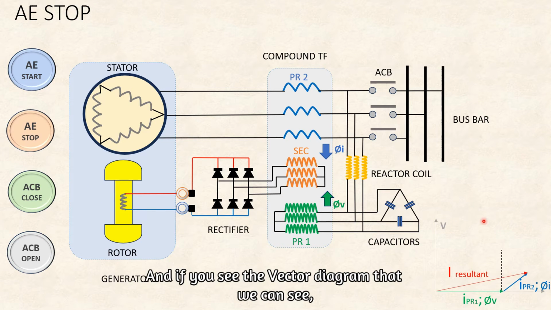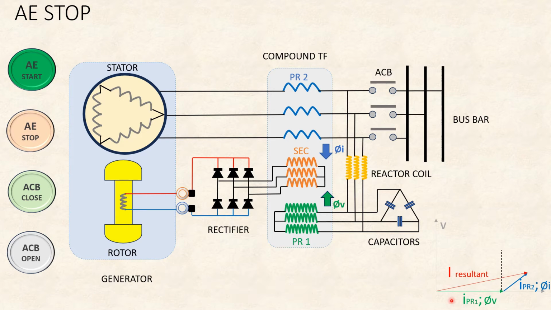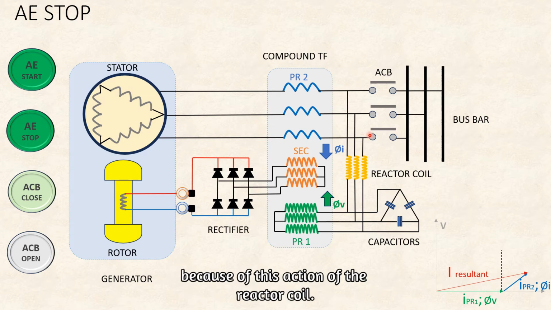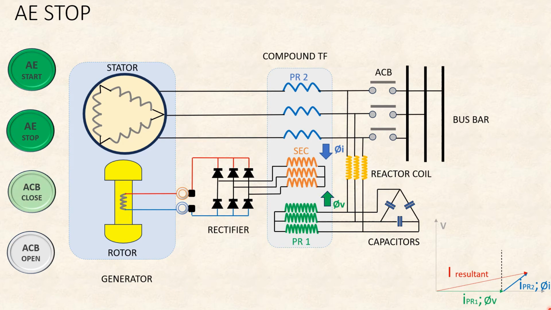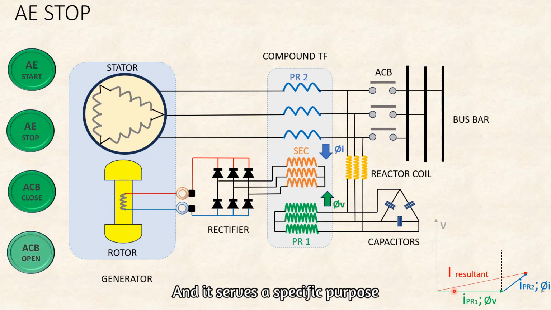If you see the vector diagram, the new current passing through the primary one winding will lag 90 degrees behind the initial stator voltage because of the action of the reactor coil. So now we can see the primary one current is 90 degrees lagging the voltage, and it serves a specific purpose.